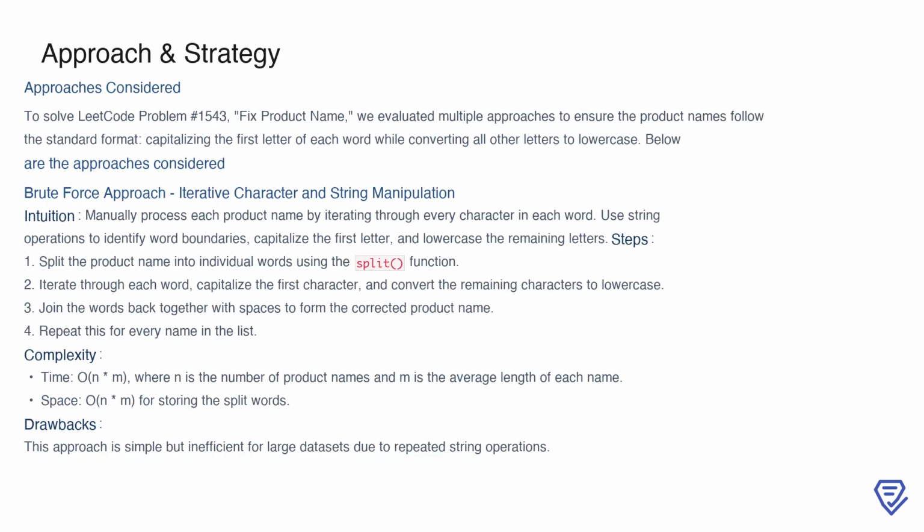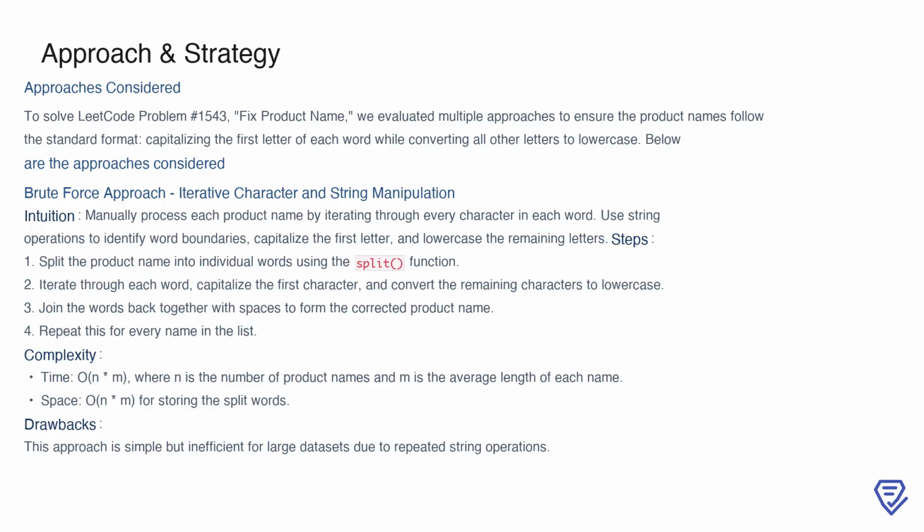To tackle LeetCode problem number 1543, Fix Product Name, we analyzed several approaches aimed at standardizing product names. The goal is to ensure the first letter of each word is capitalized while the rest are converted to lowercase. One approach we considered was the brute force method, which involves manually processing each product name. First, we split the product name into individual words using the split function. Then, for each word, we capitalize the first letter and convert the remaining characters to lowercase. Finally, the words are joined back together with spaces to form the corrected name, and this process is repeated for every item in the list.